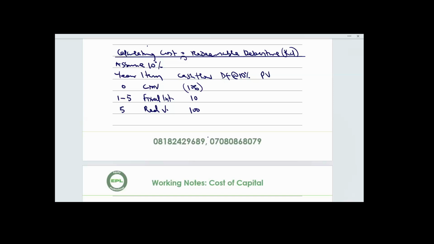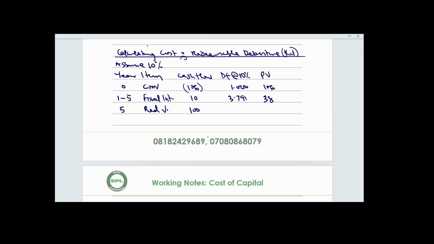So somebody should give me the annuity factor of year 1 to 5 at 10%. 3.791. Thank you. So 106 multiplied by 1 will give us 106. 10 multiplied by 3.791, that will be 38. Here will be 38.